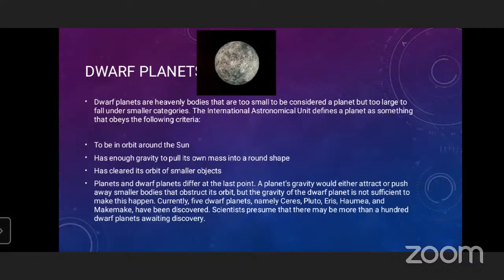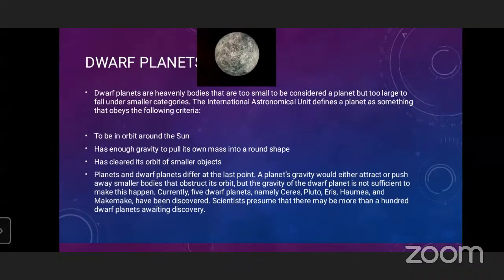This is the category where Pluto falls, as a dwarf planet. Planets and dwarf planets differ at the last point. A planet's gravity would either attract or push away smaller bodies that obstruct its orbit, but the gravity of a dwarf planet is not sufficient to make this happen. Currently, 5 dwarf planets, namely Ceres, Pluto, Eris, Haumea, and Makemake, have been discovered. Scientists suspect that there may be hundreds more dwarf planets awaiting discovery.